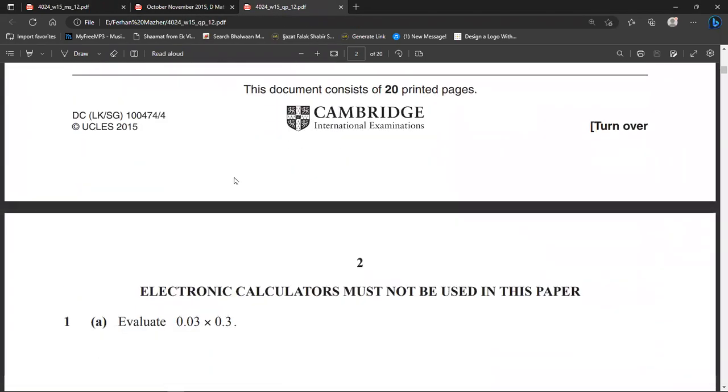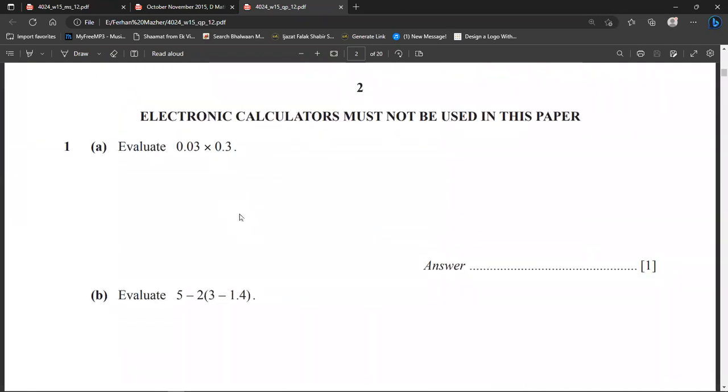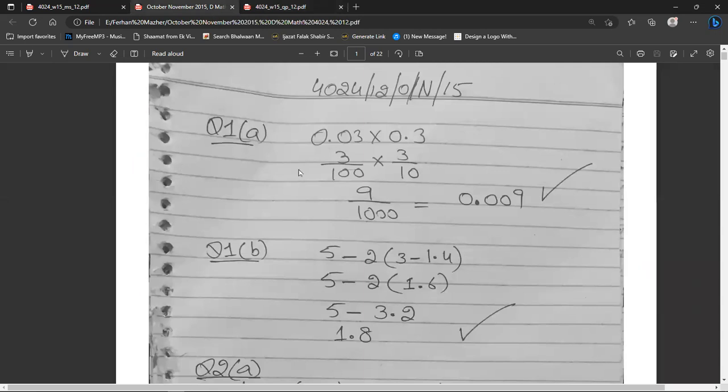So question number 1 is coming up on your screen. It says evaluate 0.03 multiplied by 0.3. So I will convert these decimal fractions into normal fractions, and then I will multiply them. So this is my solution.